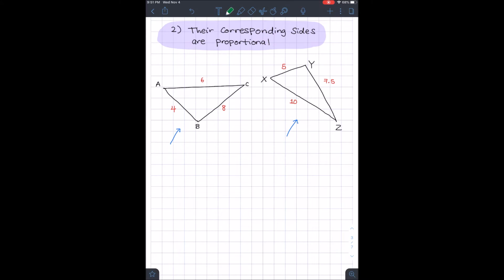First, I can see that the smallest side on triangle ABC is 4. Now if we look at the other triangle, what is the smallest side? We can see that the smallest side is 5. Now it only makes sense that the smallest side on one triangle corresponds to the smallest side on the other triangle, if they were similar. So I'm going to match 4 and 5.